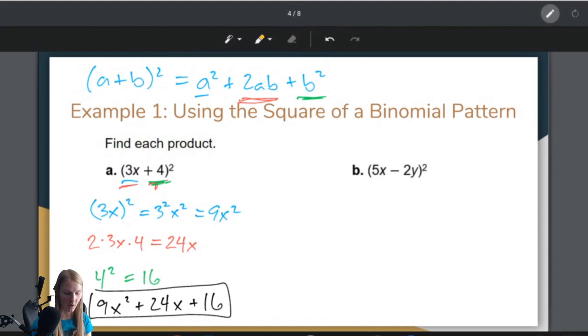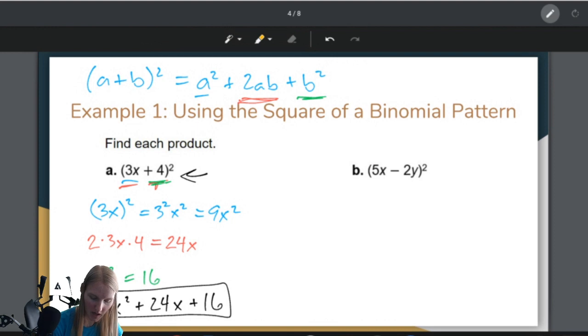And if we had foiled this guy, if we had foiled him out, we would have seen that our answer would be, ooh, that's a bad arrow. Our answer would have been this. Okay. Alright, second one. If you want to pause the video and try the second one on your own, I would highly recommend it. Otherwise, let's do it together right now.